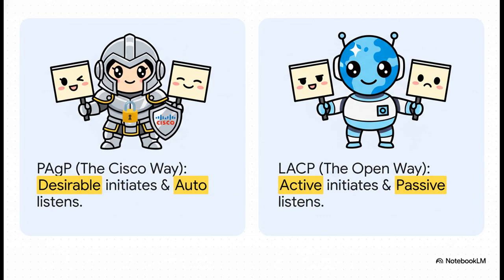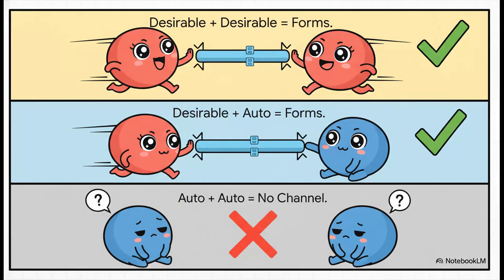Now, look at their modes. They're basically the same idea with different names. PAgP uses desirable to start the conversation and auto to listen. LACP uses active to start and passive to listen. So, how does that negotiation actually play out? Well, for PAgP, at least one side has to be set to desirable to kick things off.